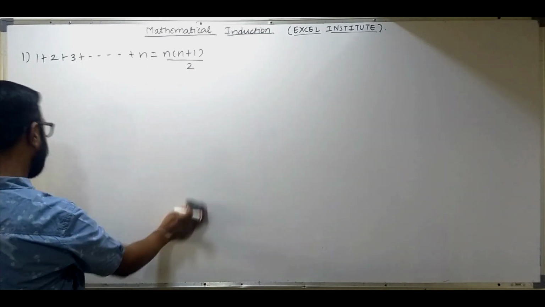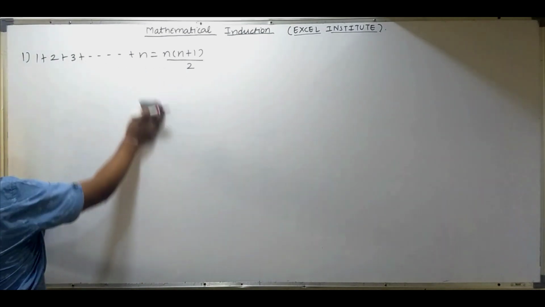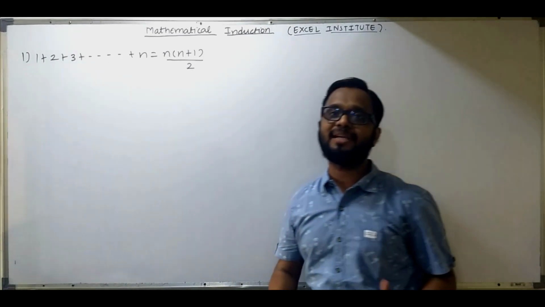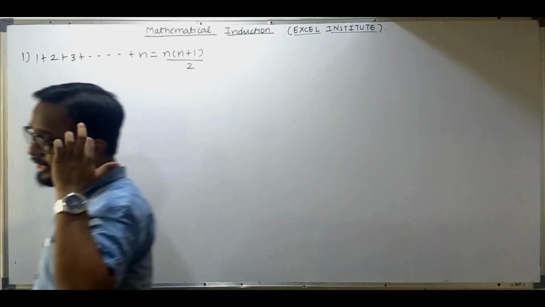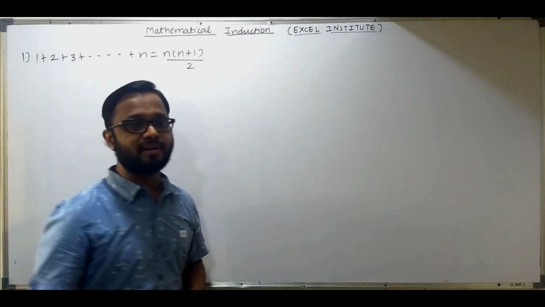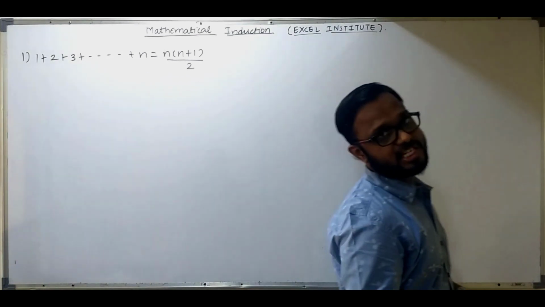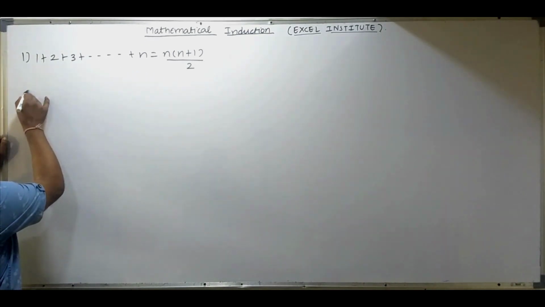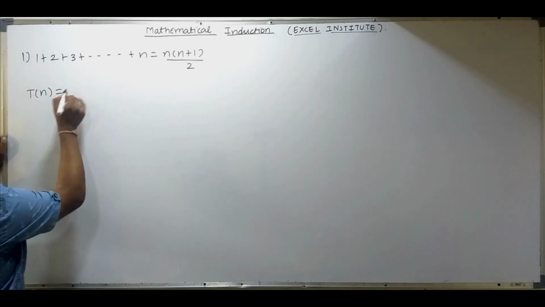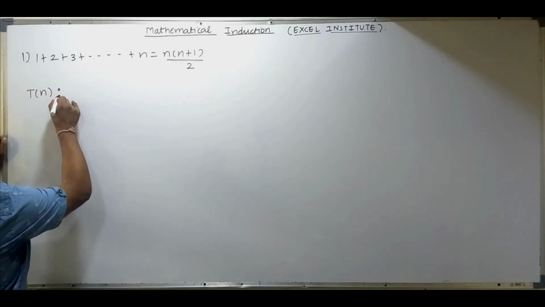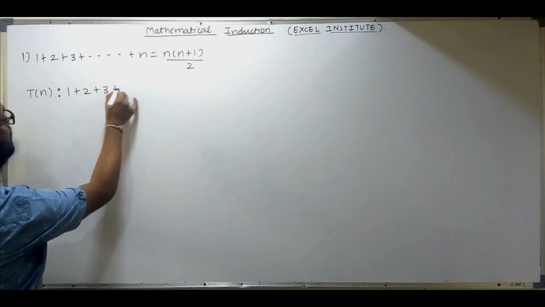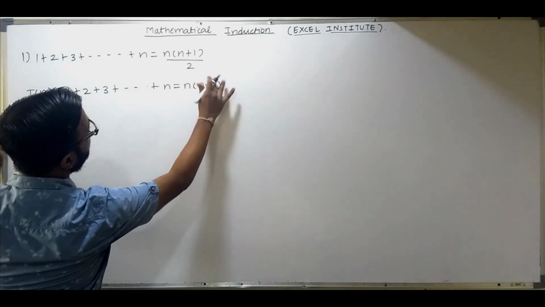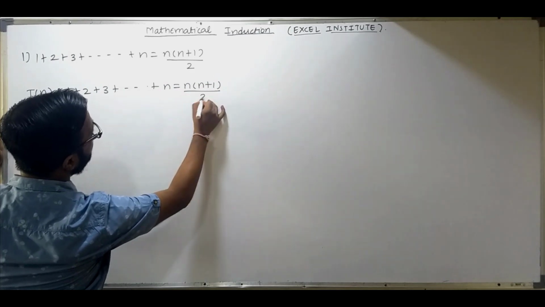For every question in mathematical induction, what we have to do is always write the given statement as T of n. This full thing is known as the mathematical statement. So T of n is 1 plus 2 plus 3 up to n, equal to n into n plus 1 by 2.